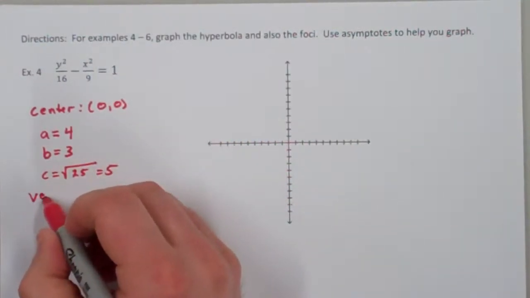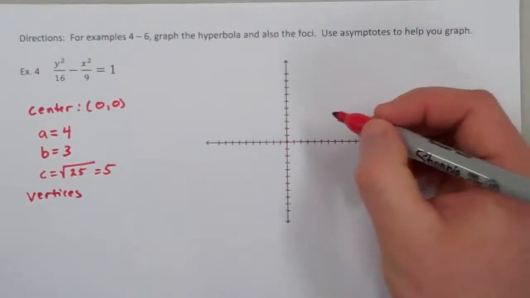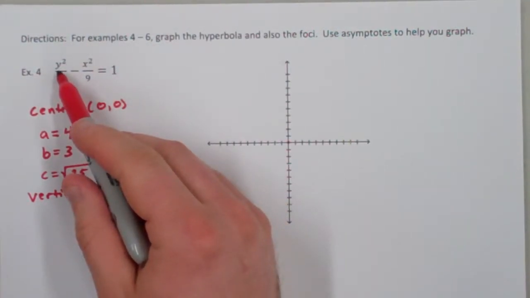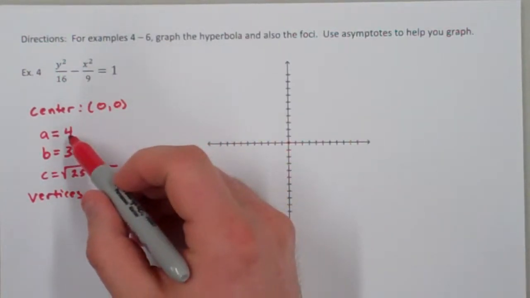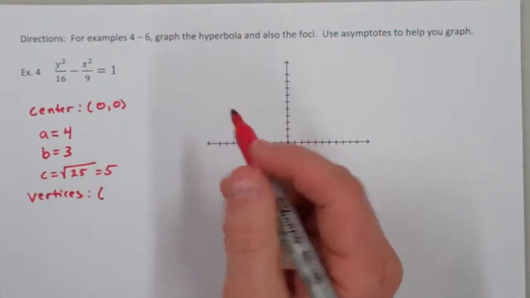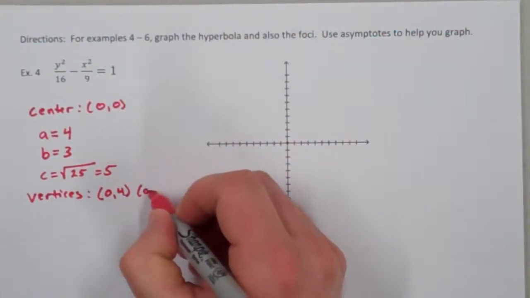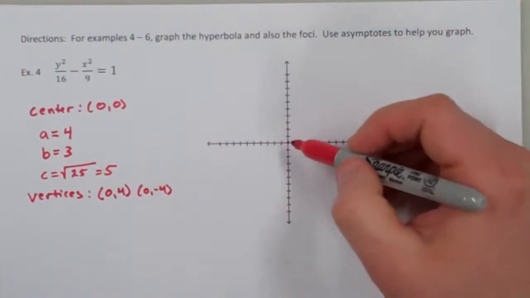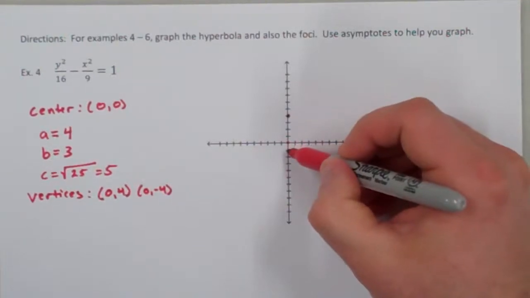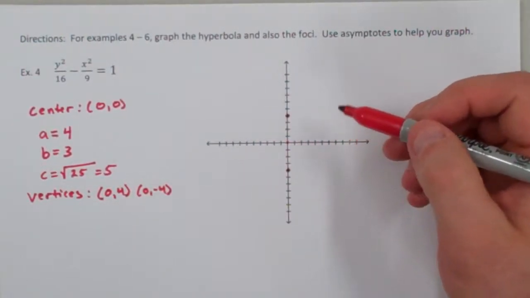So if we look at the vertices here, we've got our center right here, and then our vertices, we need to go, in this case, up and down by A. So our vertices are going to be at 0, 4, and 0, negative 4. So here's how it's going to look. We're going to go up 1, 2, 3, 4, so there's 0, 4, and then down 1, 2, 3, 4, and so there's 0, negative 4.